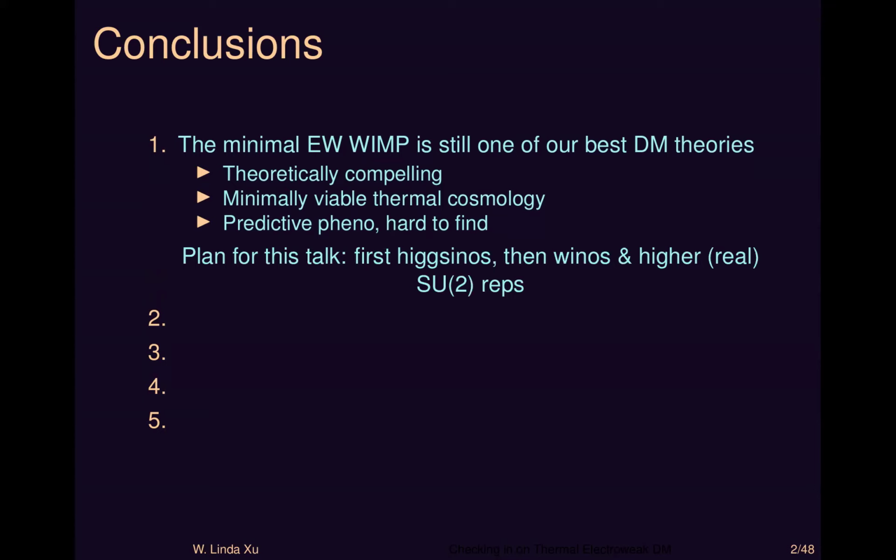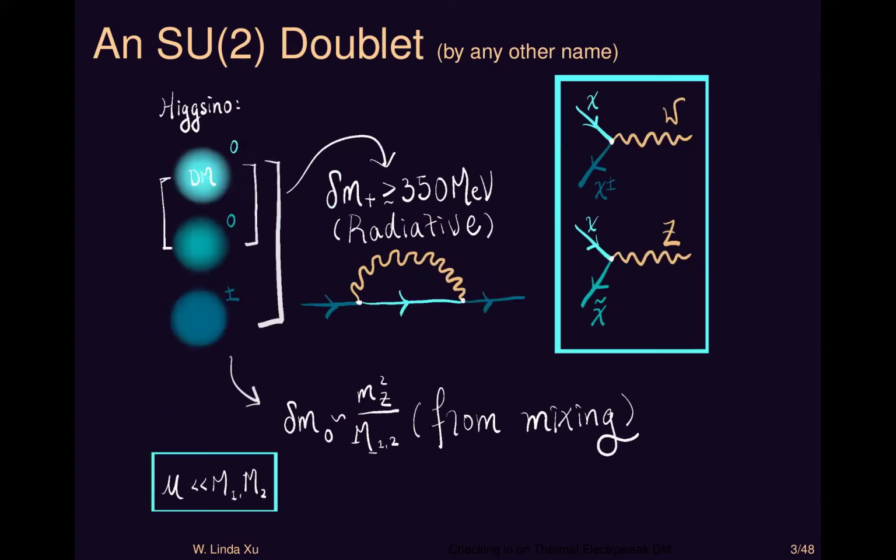So the plan for this talk, in a little more detail, is to talk about Higgsinos specifically as a benchmark scenario for how I will be talking about indirect detection as a whole. Then I'll give a status report on the indirect detection for Higgsinos as a specific theory. At the end of the talk, I will widen out to talk about higher SU(2) multiplet implications and so on.